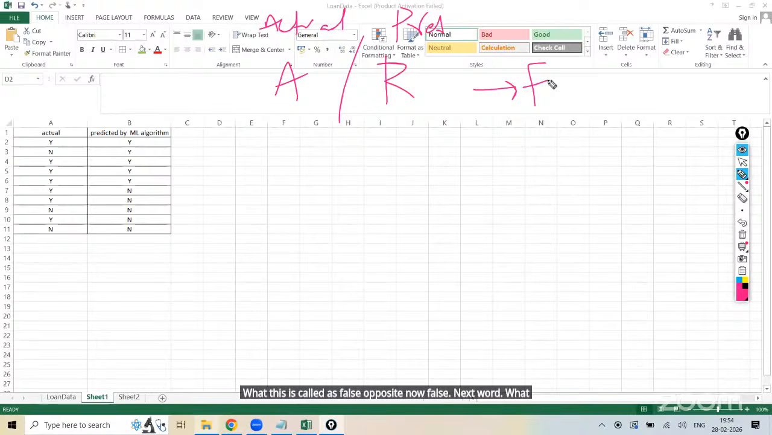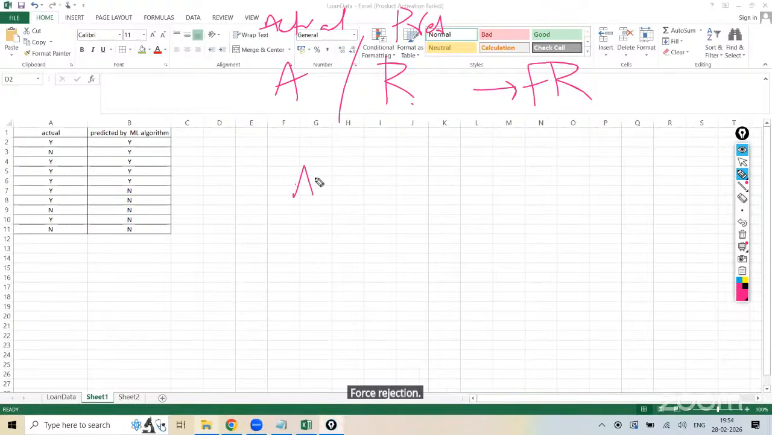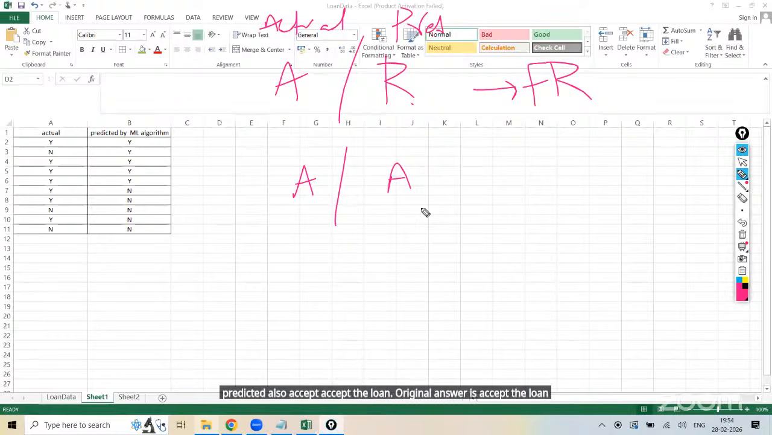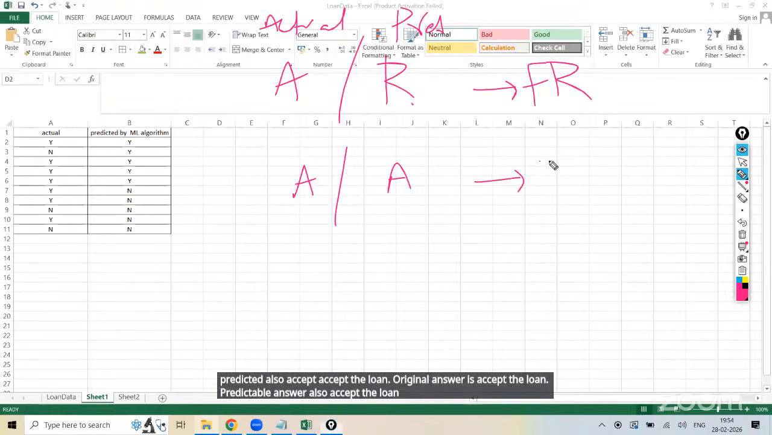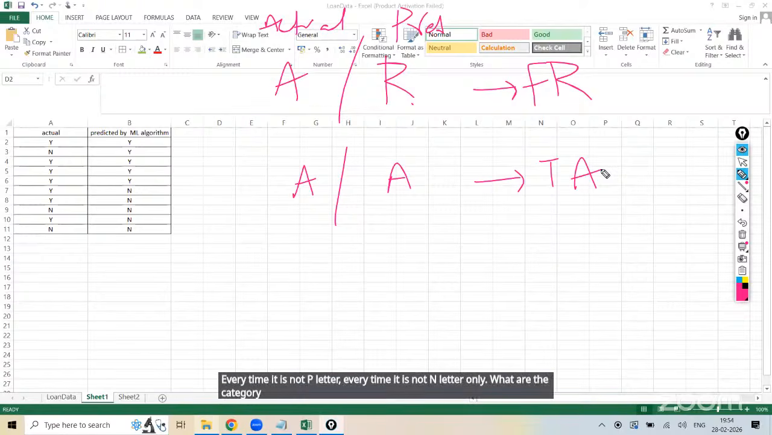What is the second word? Rejection. The second word is simply the next word: false rejection. Actual is acceptance, predicted also accept the loan. Original answer is accept the loan, predicted answer also accept the loan. What is the answer? True accept. Every time it is not the letter P or the letter N only. It is whatever the category name is.